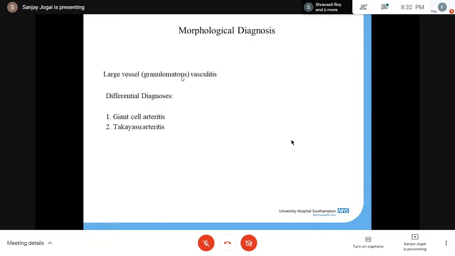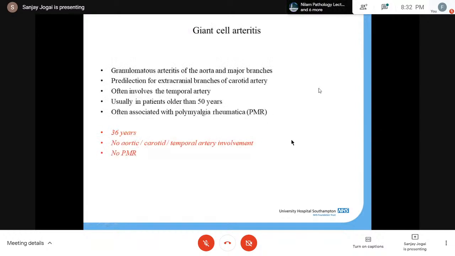So what we are basically dealing with is large vessel vasculitis, granulomatous large vessel vasculitis. So essentially we just have two differentials, either a giant cell arteritis or a Takayasu. So then started with digging of literature. Now giant cell arteritis typically involves the aorta or its major branches, shows a predilection for extracranial branches of carotid artery. Most of the times in your practice, you would see it in the temporal arteries.